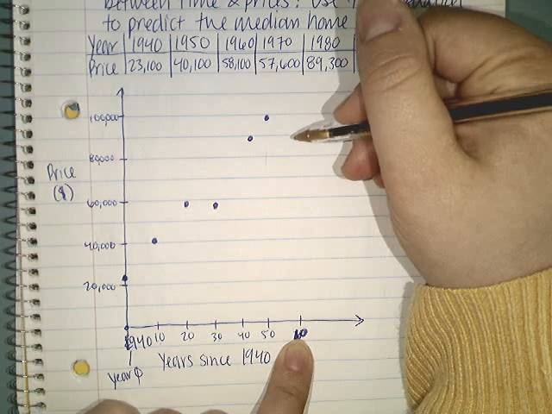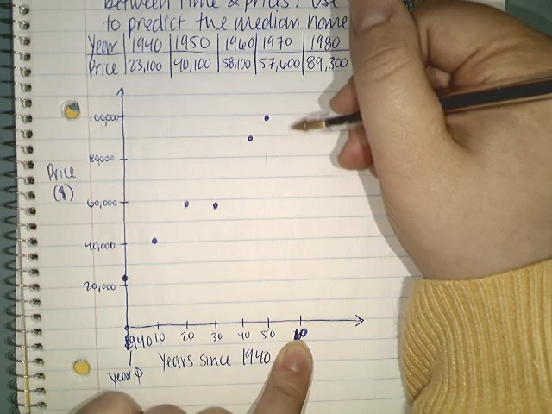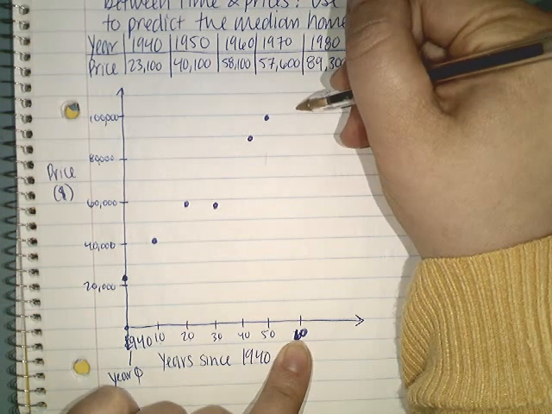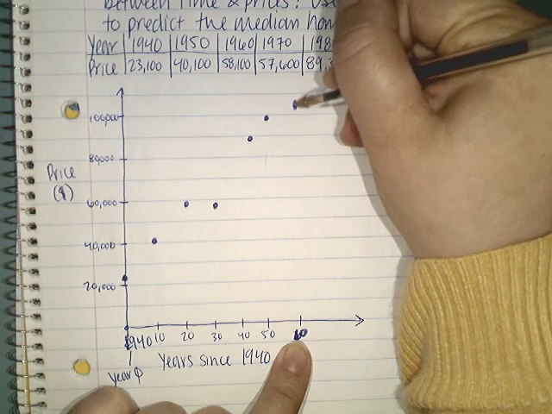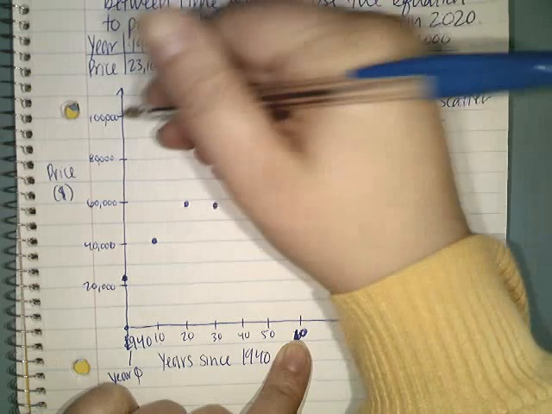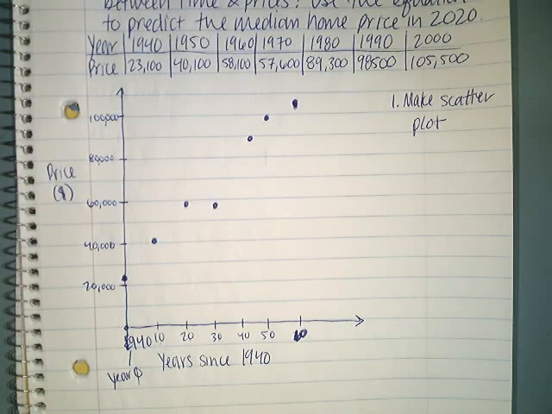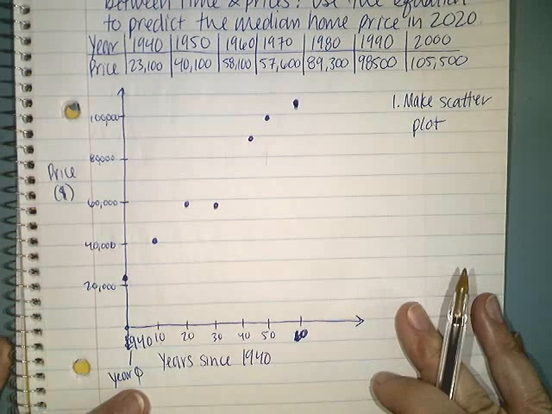And then at 60 years, I'm going to be just above 100,000. 105, so halfway there, right about there. Sorry, it's between 100 and 110,000, about halfway, right about there. So now I have my scatter plot made. As you can see, there's a strong positive correlation.